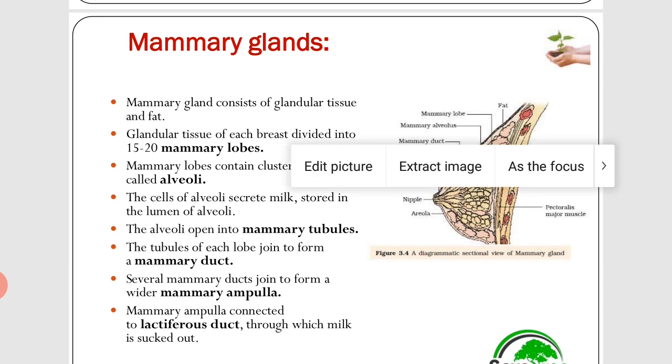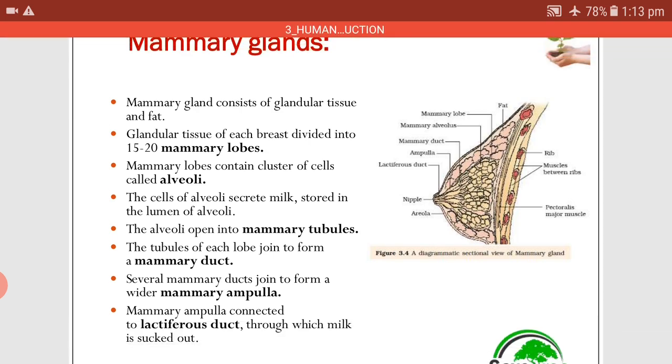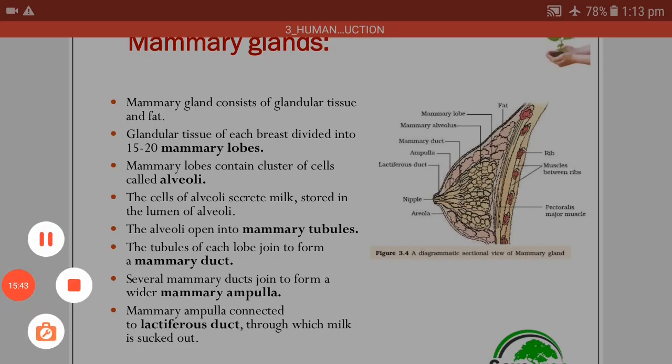Okay, before moving to the next part of this chapter, let me tell you that in this part two diagrams are very, very important. The first one is the female reproductive system, which may be asked for a 5 marks question. For this you need to draw a neat labelled diagram with correct labelling. Minimum 10 labelings should be there.